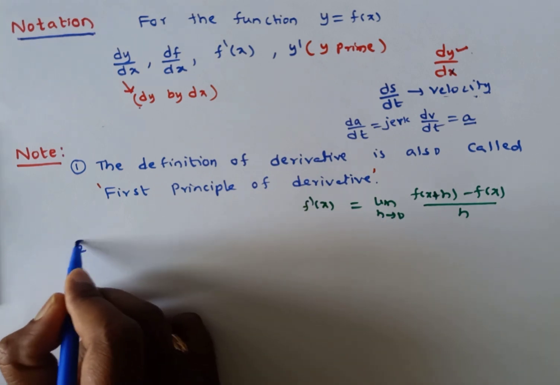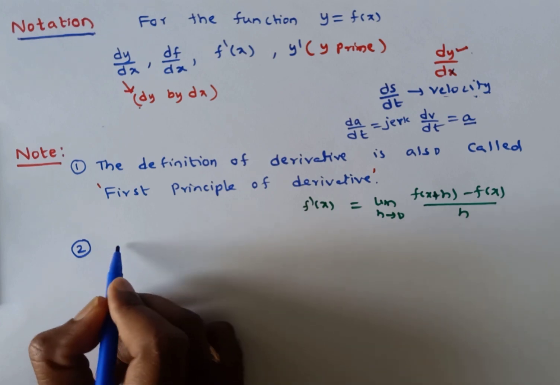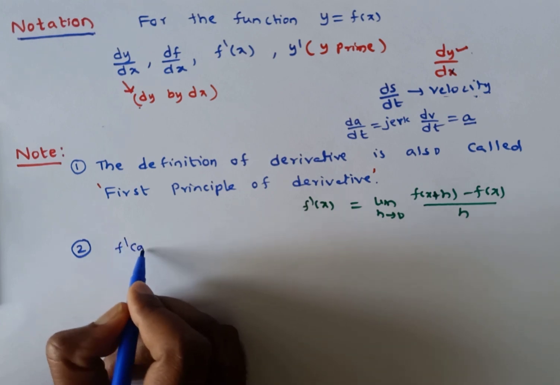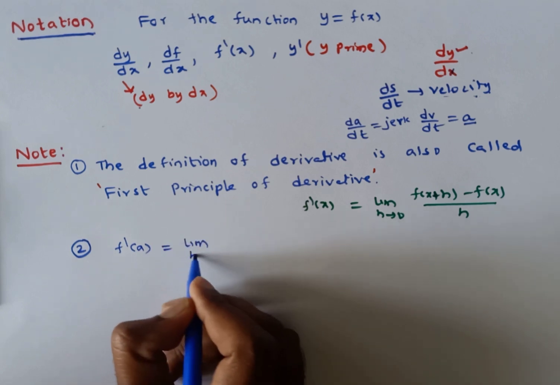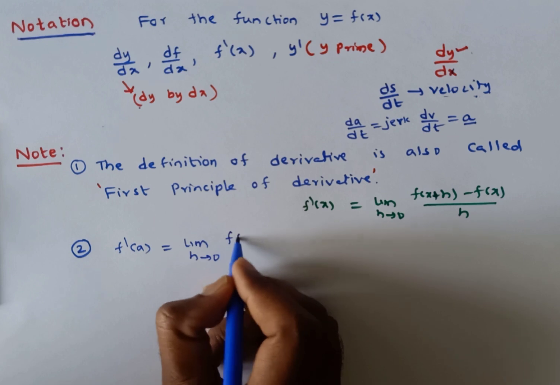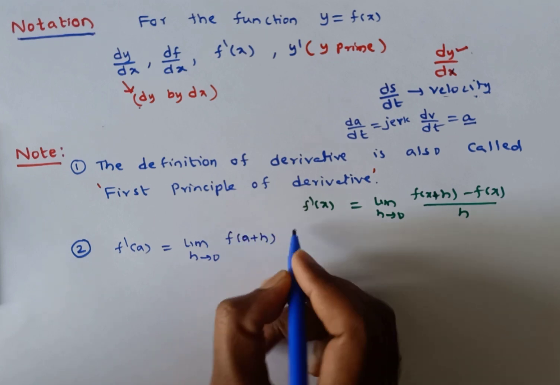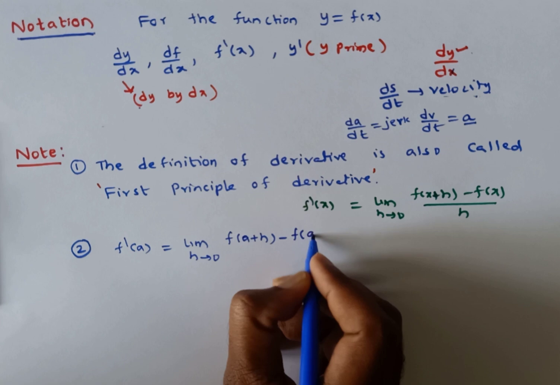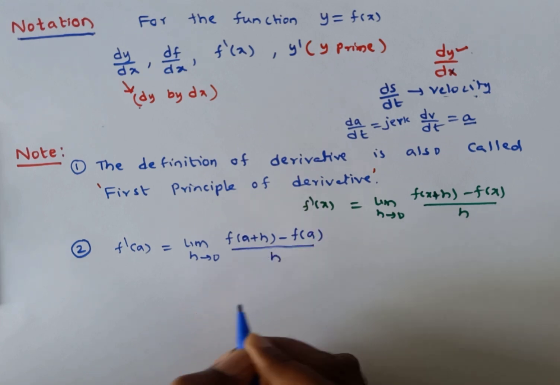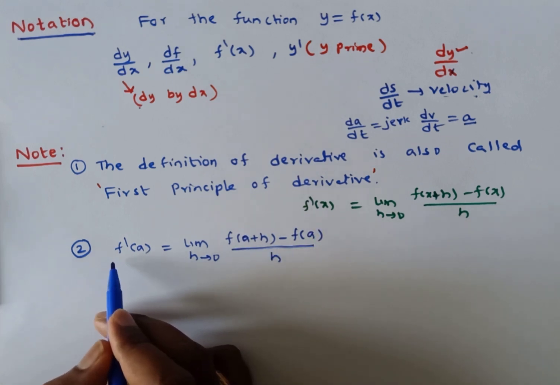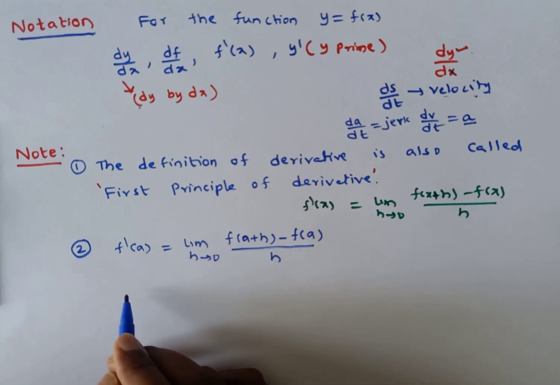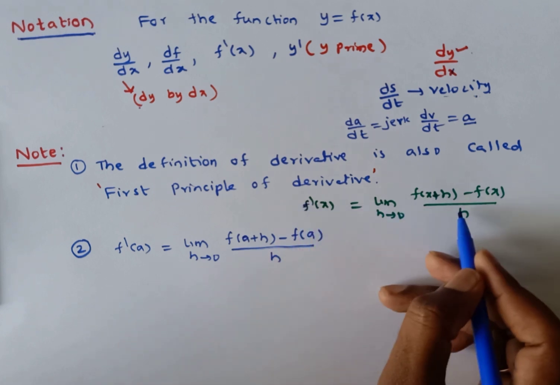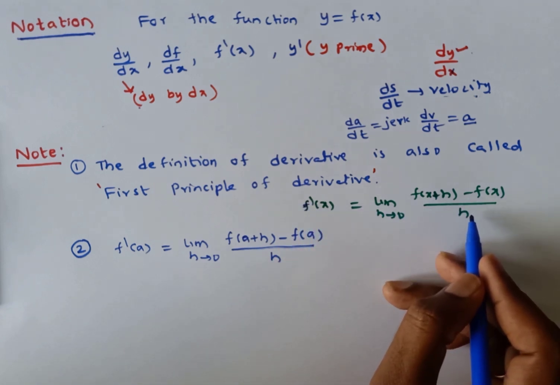For example, let us take x equals a. This is differentiable at a. So f dash of a can be written as limit h tends to 0, f of a plus h minus f of a divided by h. This is nothing but the derivative of f at x equals a, or dy by dx at x equals a. If we simplify this formula, then we may get the result in terms of x.